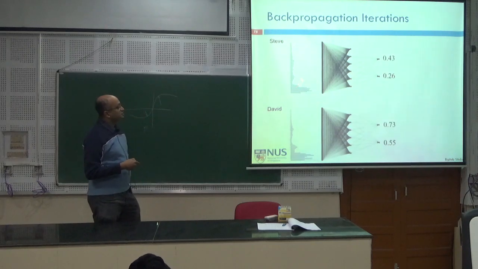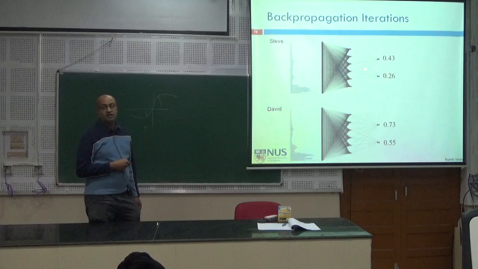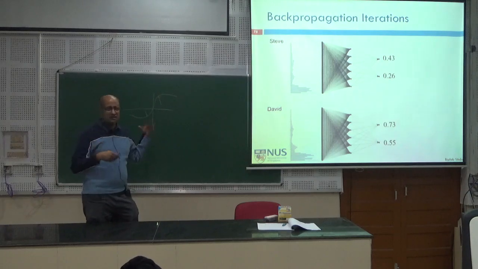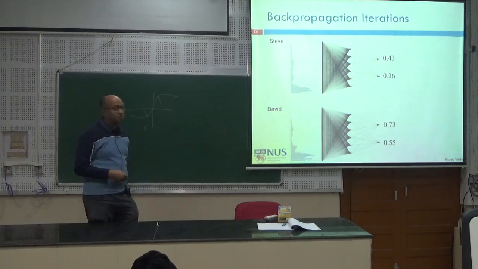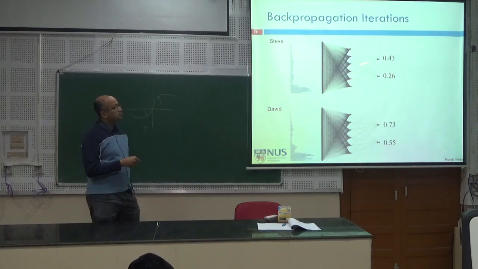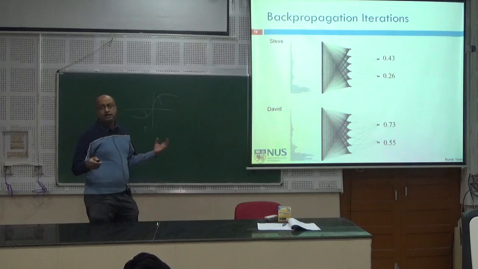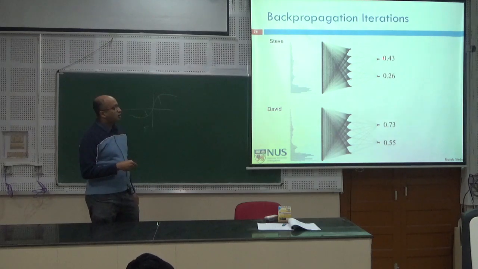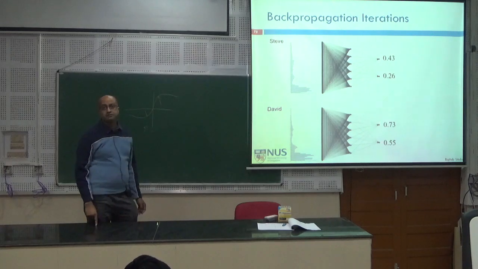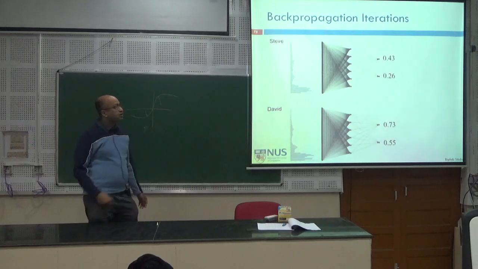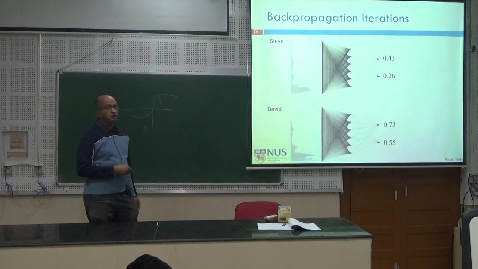Initially, we just select some random weights. I think it was 0.1 or 0.01, I don't know. Anyway, you start off with random weights, and you figure out what the error will be. With those random weights that I started out with, the output is 0.43, 0.26, 0.73, 0.55. That's not good enough, right? I want 0, 1, 0, 1, or 1, 0, 1, 0, whatever it is.